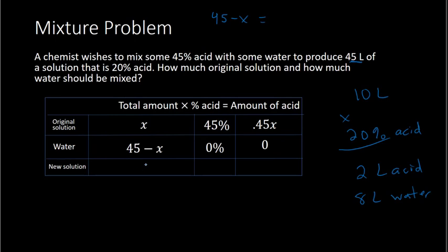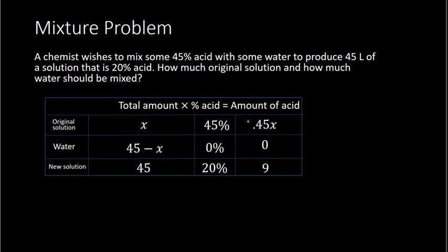And then the new solution, we know that we're making 45 liters, so 45 would go there. We want it to be 20% acid, so that would go right here. And then 45 times 20%, or 45 times 0.2, would give me 0.90, or 0.9. And actually, sorry, that should be 9.0. Because we moved the decimal over just one place because of this one digit after the decimal. So that would be 9.0, or 9 for that cell.